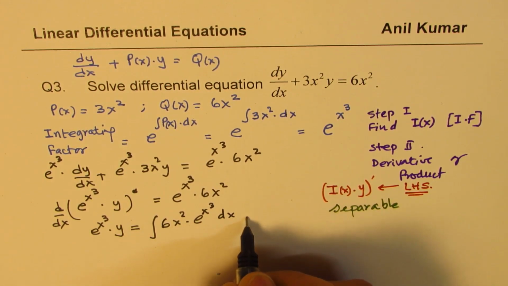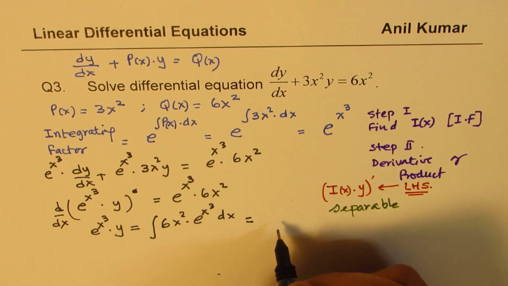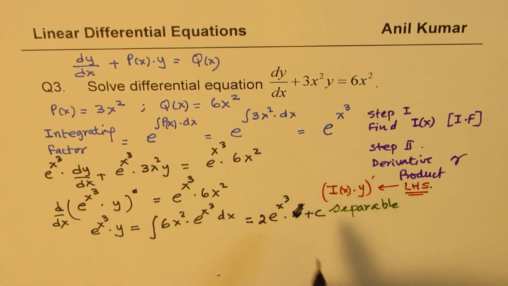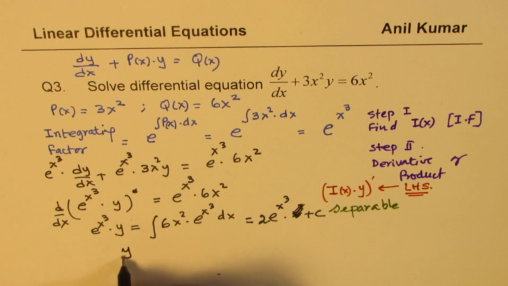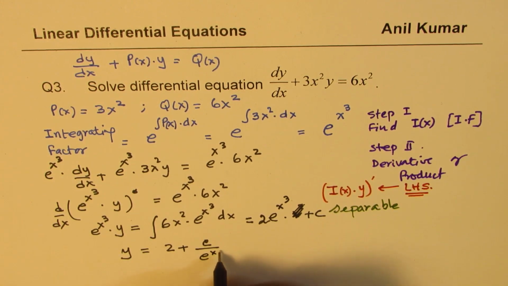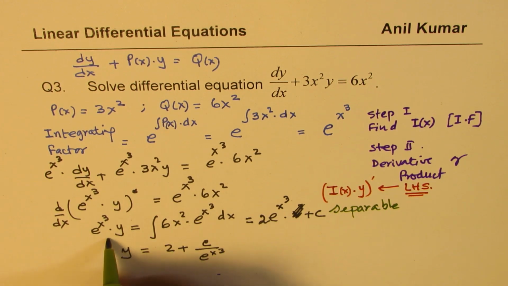Which could be written as equal to 2 e to the power of x cube plus c, right? So we get our integral, and from here we can write what y is equal to. So y is equal to 2 plus some constant c over e to the power of x cube, right? So that becomes our answer, correct? So that is how you could actually solve this differential equation.